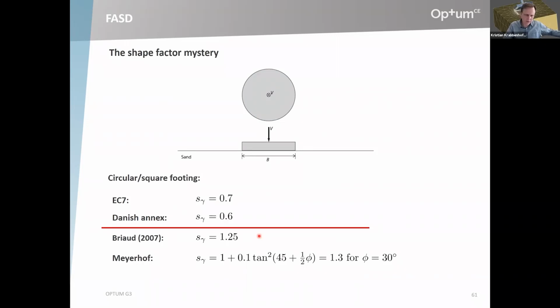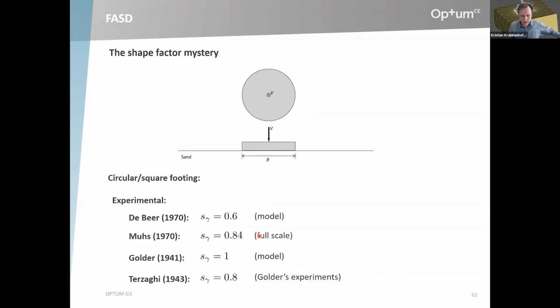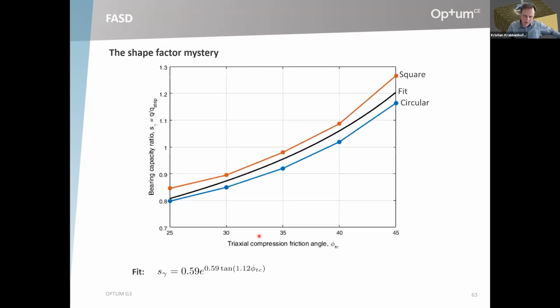So I think that's consistent with these equations and also with the experiments. In those experiments, the circle and the square do tend to have somewhat less capacity than the strip for smaller friction angles. So I think that, to me at least, was the mystery resolved, and that brings me to the end.